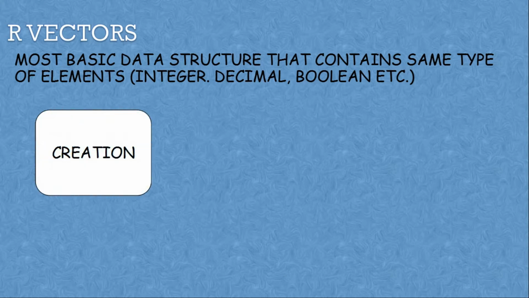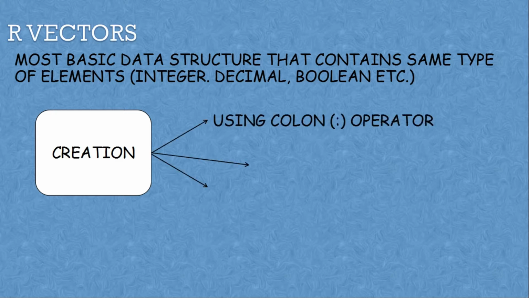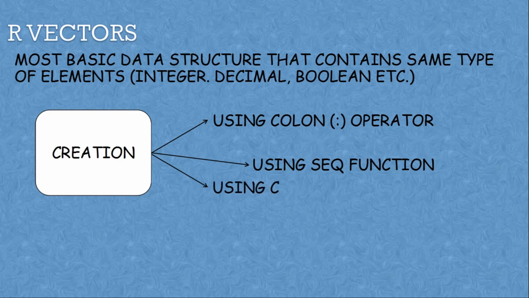So first we will discuss how to create a vector in R. There are actually three ways of creating one. Number one is using the colon operator, which is also called the range operator. Another is using the sequence function, or the seq function, and another is using c, the concatenation operator. So concentrate on the console. Here I will make some vectors.